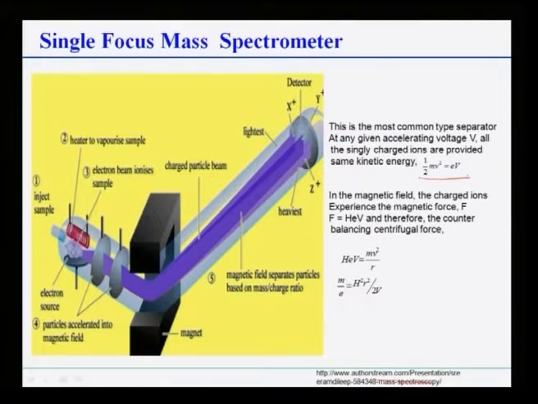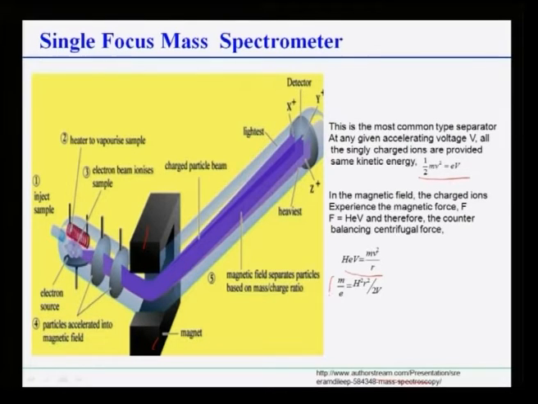Now, if you allow this charged accelerated species to pass through a magnetic field, which is shown here, this is the magnet, the charged ions will experience a magnetic force, and this magnetic force is given by HEV, where H is the magnetic field strength. This magnetic force is balanced by the centrifugal force, obviously. So we can write HEV must be equal to the centrifugal force, that is mv square by r.